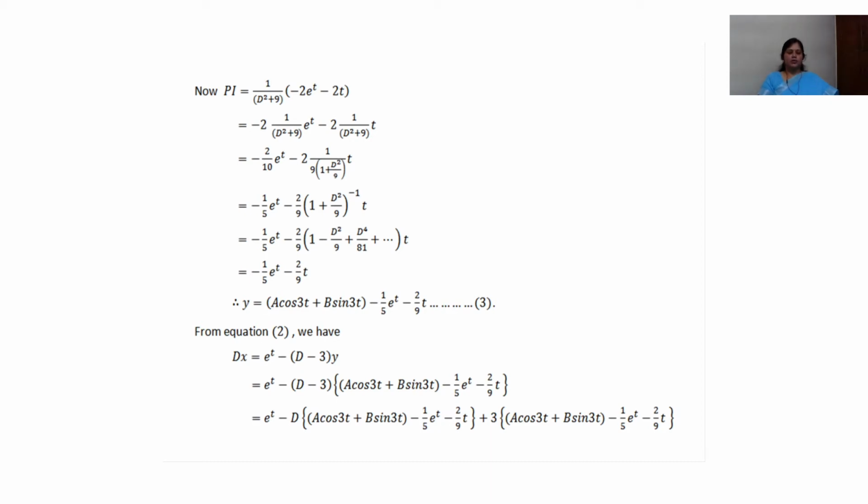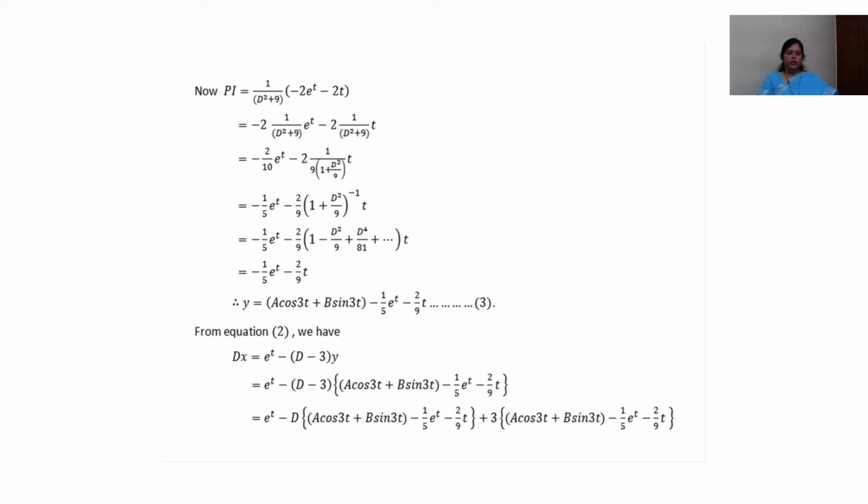So using particular integral type 1 and type 3, we solved the first term as well as the third term. Therefore y is equal to complementary function plus particular integral. So y is equal to a cos 3t plus b sin 3t minus 1 by 5 e to the power t minus 2 by 9 into t. So consider this as equation 3. After finding the y value, we have to substitute this y value in any one of the given equations and try to get the x value.